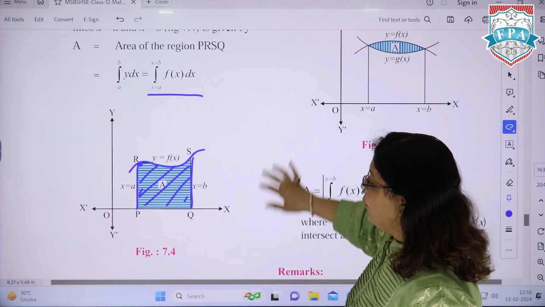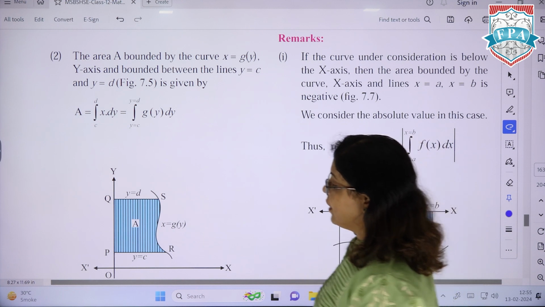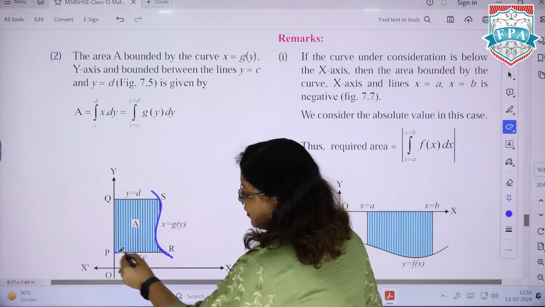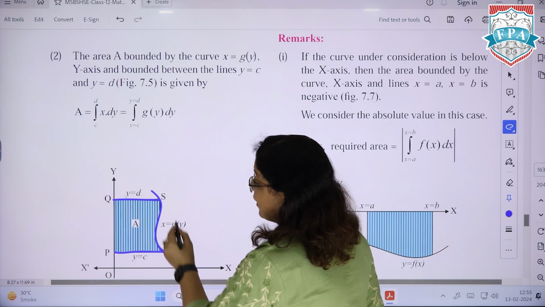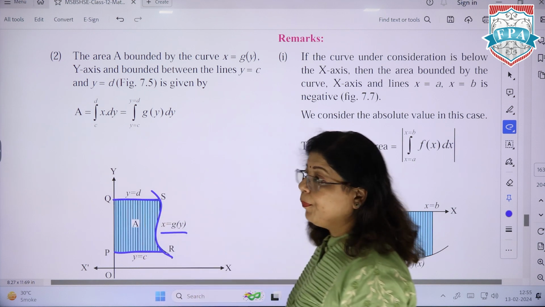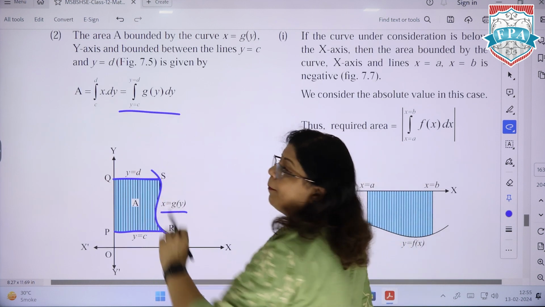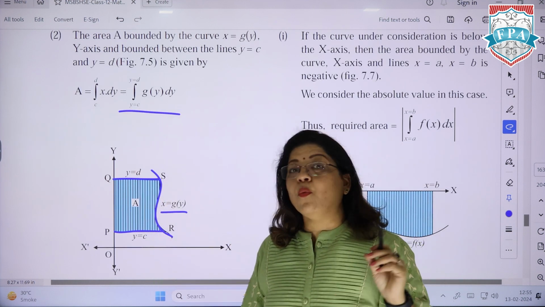Same thing will happen when we talk about y square. So, it will go between this line and the y-axis. Here, the formula is definitely x is equal to g(y). So, when you put it over there, it will be g(y) dy. Your base will be the variable y.